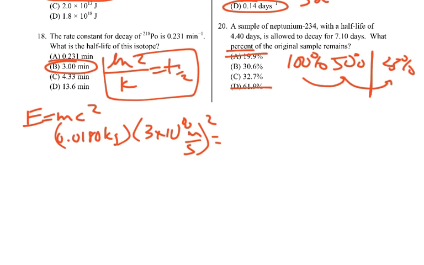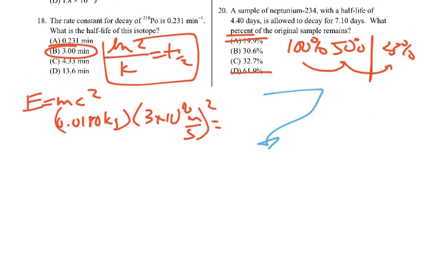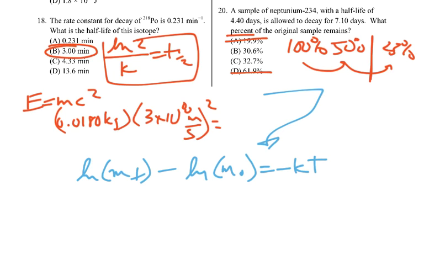Okay, and the equation for this is the first order rate law. And first order rate law, as we all know, is, I'm going to change colors. I'm going to move down here so we have more room. Okay, so that's the natural log of the mass at time t minus the natural log of the mass at time 0 equals negative kt.